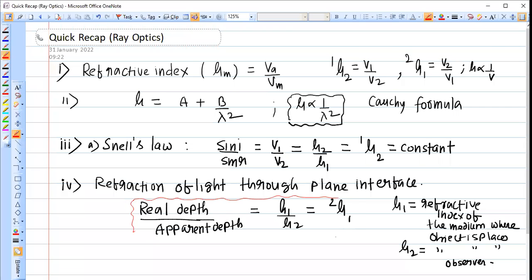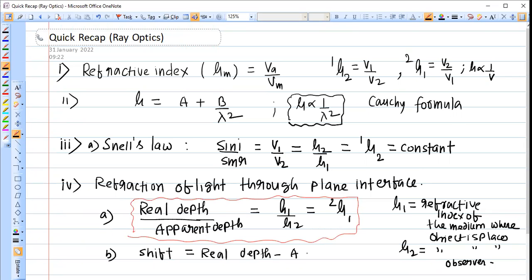Here in case of apparent depth and real depth, basically this we can take as A. And second is the shift. What is the shift in the position of the object due to the refraction of light? So shift is equal to basically the difference of these two, real depth minus apparent depth. If real depth is greater than apparent depth, then we can take this value. Sometimes what happens, apparent depth is more.